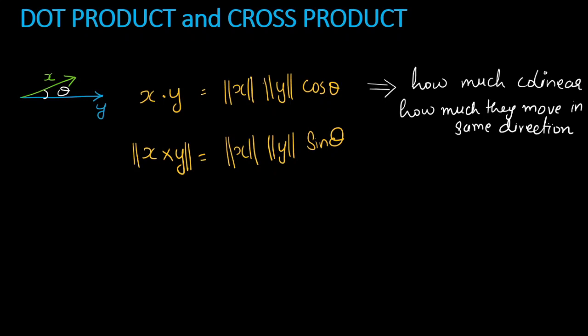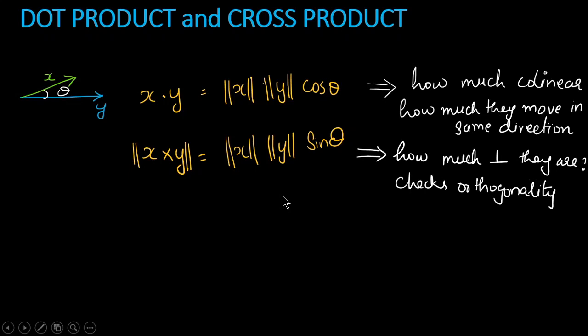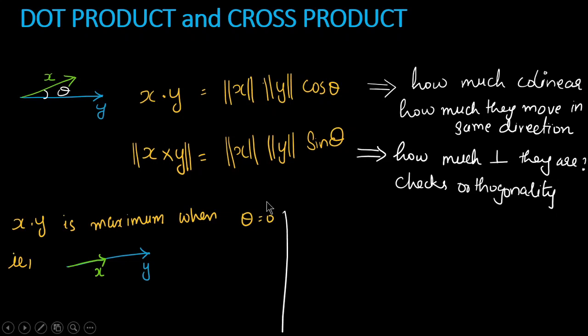And the norm of x cross y. When you take the cross product of two vectors, we get another vector, and the norm of that vector is equal to norm of x into norm of y into sine theta. So what the cross product means is how much perpendicular these two vectors are, so it represents the orthogonality of these two vectors. And x dot y is maximum when theta is equal to 0. That is, cos theta is maximum when theta is equal to 0.